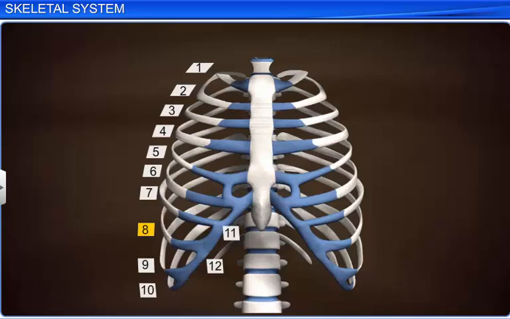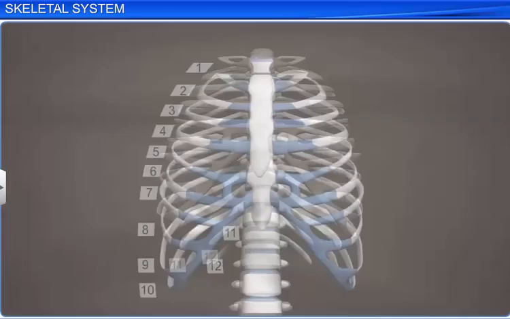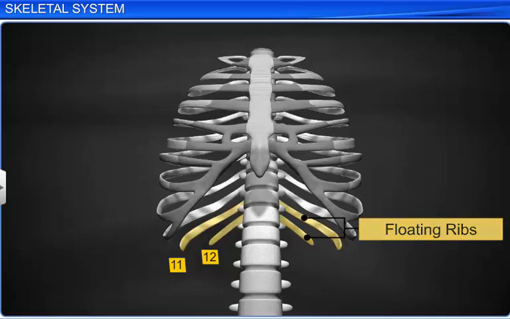The 8th, 9th, and 10th pairs of ribs are called false ribs or vertebrochondral ribs. These ribs are not attached directly to the sternum, but they join the 7th rib with the help of hyaline cartilage. The last 2 pairs are called floating ribs, as they are not attached to the sternum.